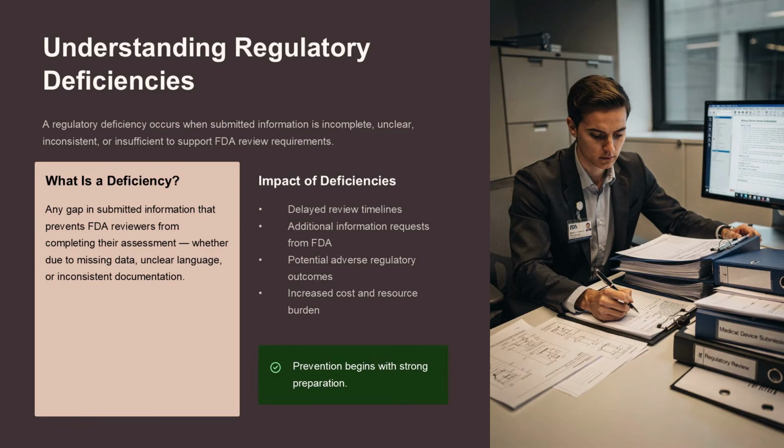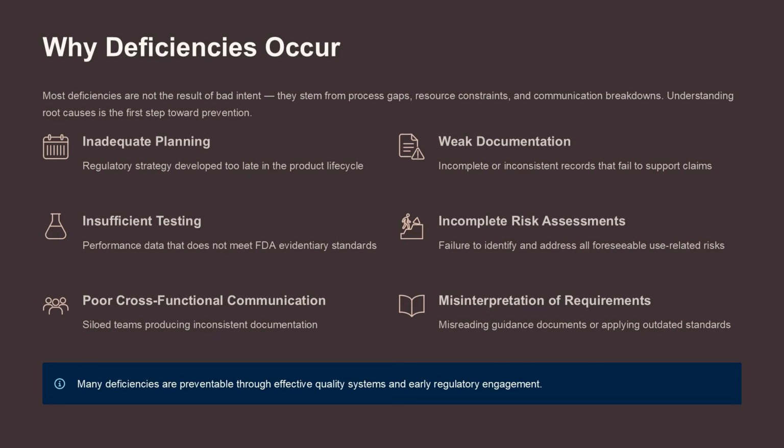Regulatory deficiencies arise when submissions lack clarity or completeness, hindering FDA review. Understanding these gaps is essential to prevent delays and additional information requests. Strong preparation is key to overcoming these challenges. Deficiencies often result from inadequate planning, weak documentation, and poor communication. Addressing these root causes through effective quality systems and early regulatory engagement can prevent many issues.